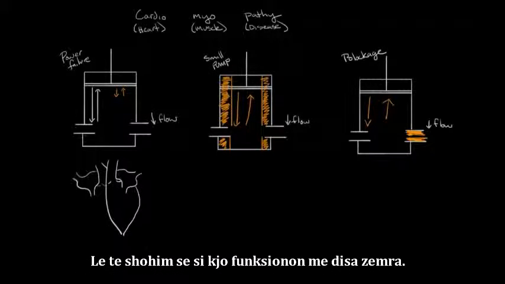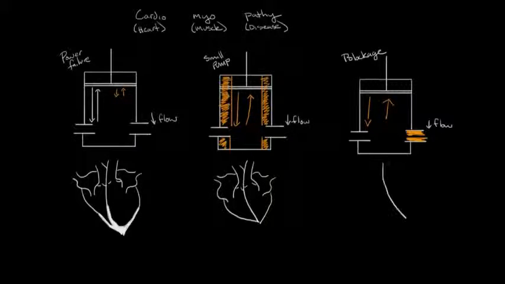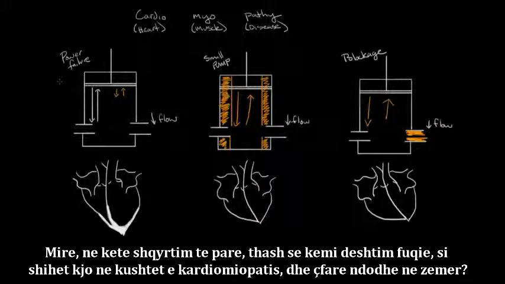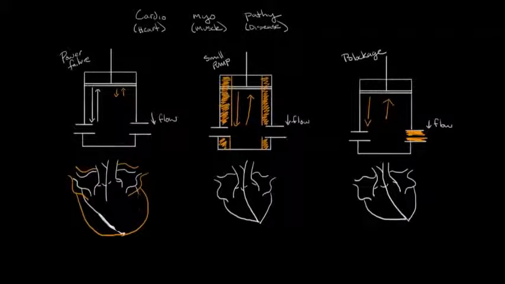So let's see how that works with a few hearts. Now let me just draw these hearts in here. All right, so in this first example, I said we have a power failure. Well, what does that look like in cardiomyopathy terms, or what happens in the heart? Well, what happens when you have a power failure is actually the chambers of the heart dilate a lot. So let's draw that in here. They get really big.